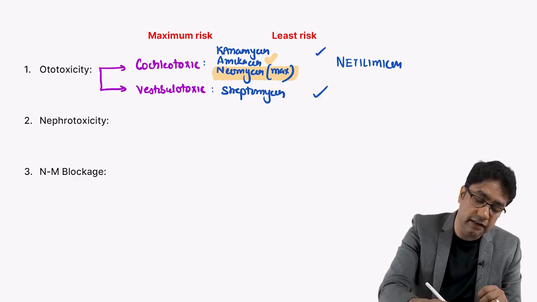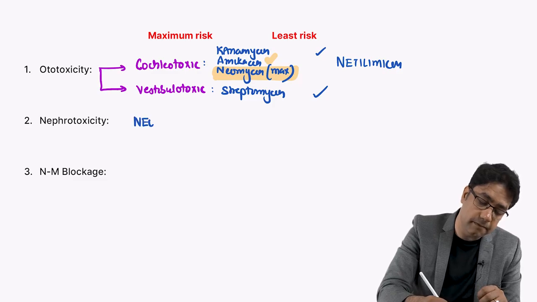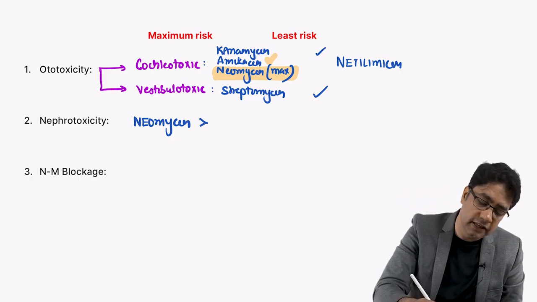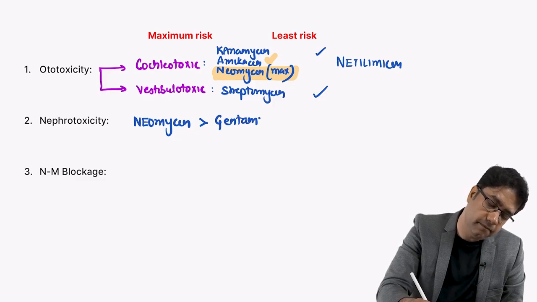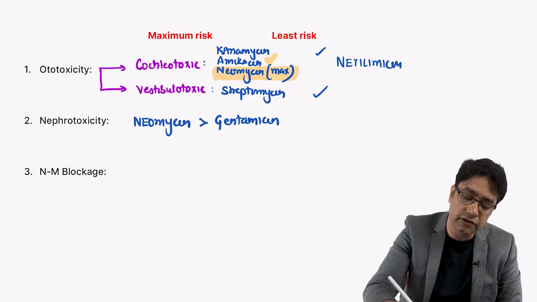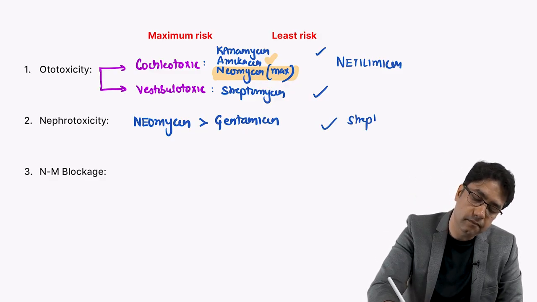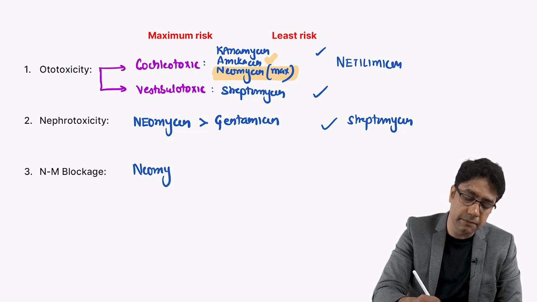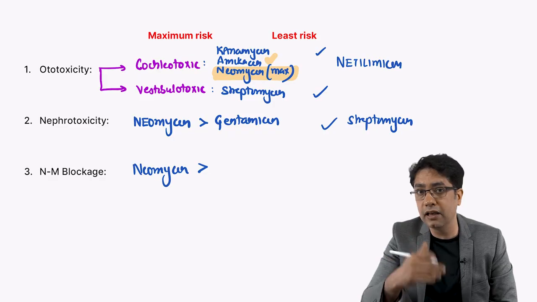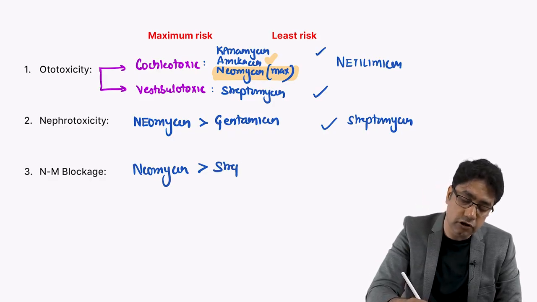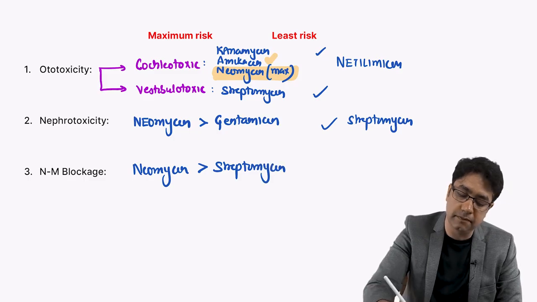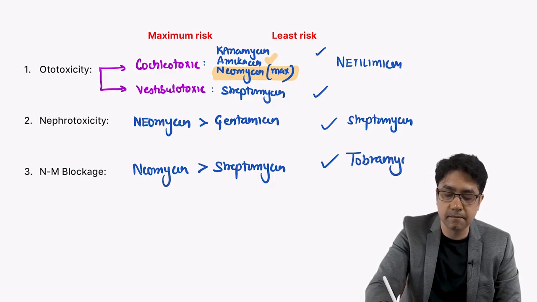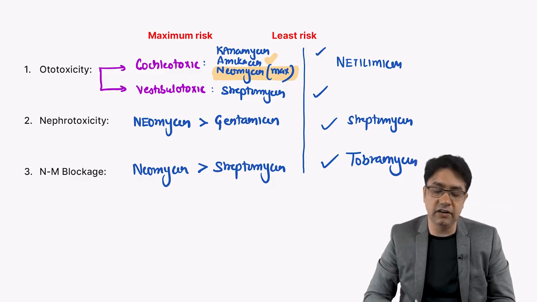Most nephrotoxic, again we will write neomycin. But neomycin, because of toxicity, is never given by injection. So the next most toxic will be gentamicin. While least nephrotoxic is streptomycin. Lastly, neuromuscular blockage. Again, maximum is by neomycin, but we don't give neomycin by injection. Then the most neuromuscular blockage is by streptomycin. But the safest one, with least risk, is tobramycin.